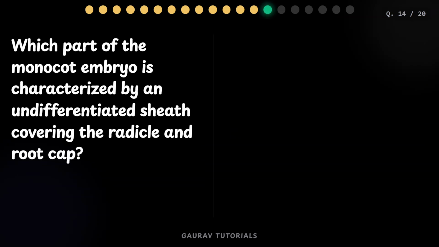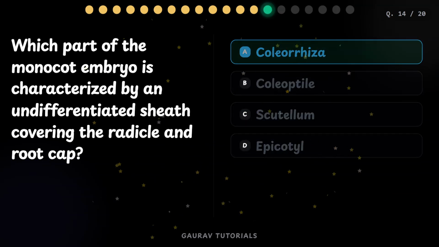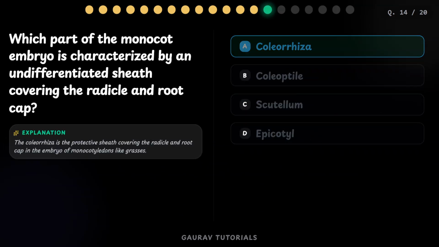Question 14. Which part of the monocot embryo is characterized by an undifferentiated sheath covering the radicle and root cap? The options are the correct answer is coleorhiza. The coleorhiza is a protective sheath covering the radicle and the root cap in embryo of monocotyledons like grasses.